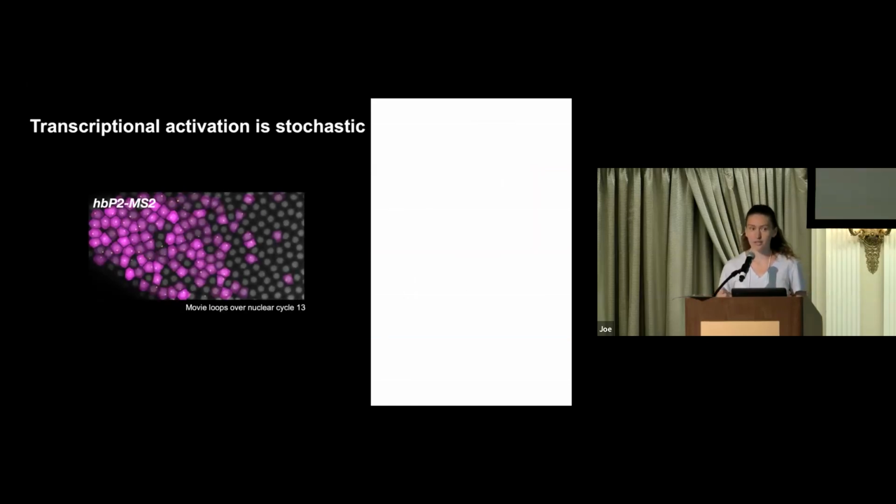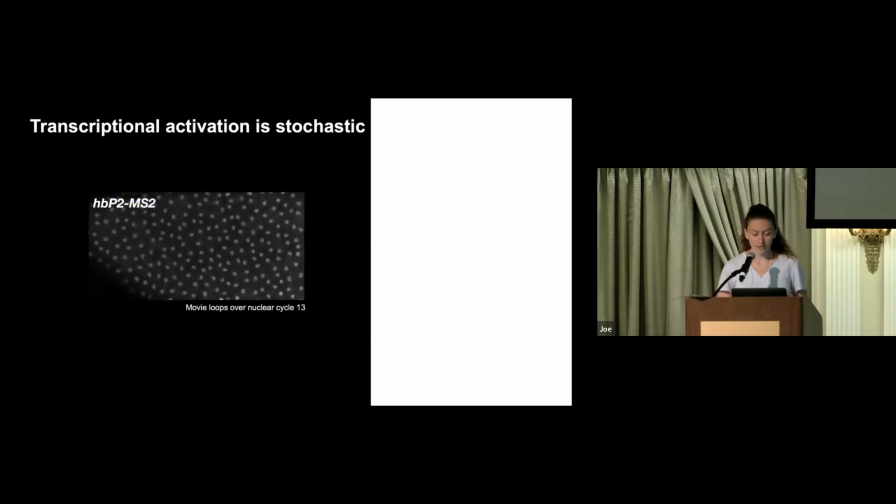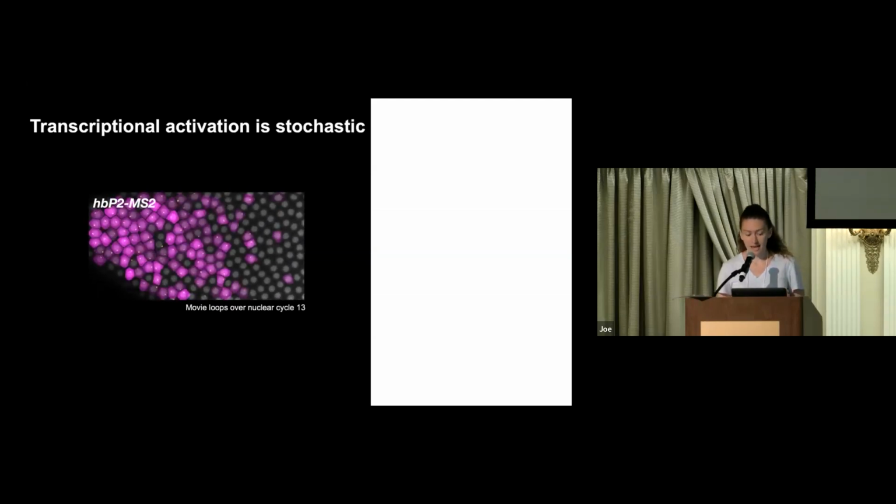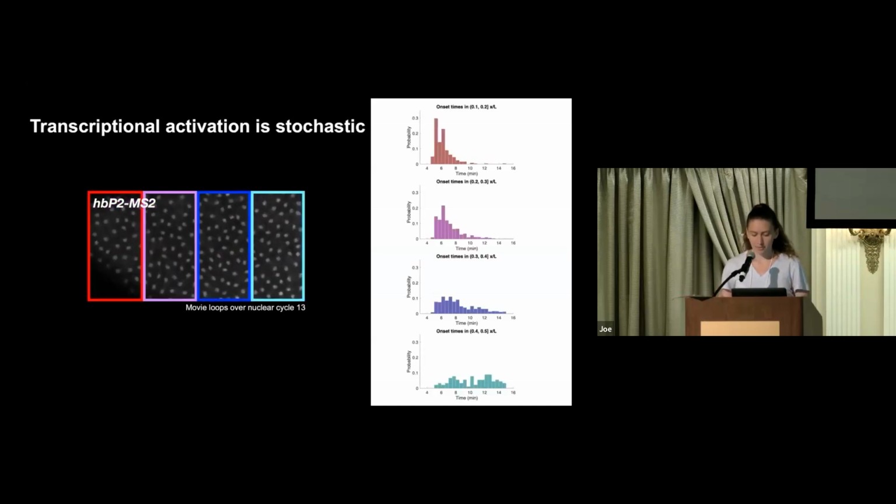In building a model, it's important to consider that transcriptional activation is stochastic. So at a given position across the AP axis, all the nuclei don't initiate transcription simultaneously, but there are distributions of onset times across the AP axis.